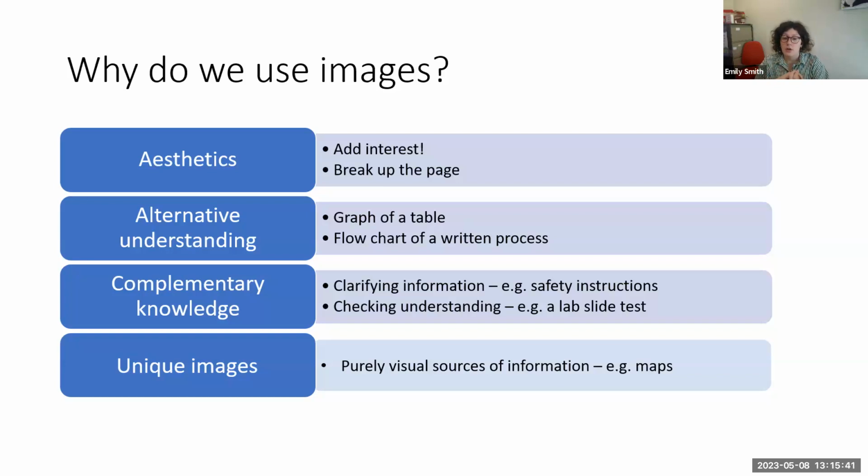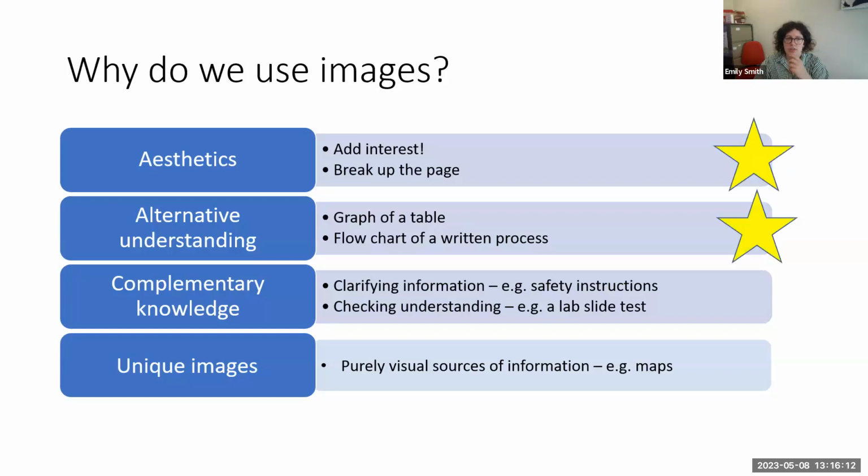Sometimes we'll have complementary knowledge. So what we're doing there is we're clarifying information. So maybe we have safety instructions in the lab and we have images that go along with them. Or if you think about when you're on an airplane, you would have images because maybe not everyone speaks English or whatever language the company speaks, okay? And then you have unique images. So the likes of maps, where really an image is the most straightforward and direct way to convey the information.